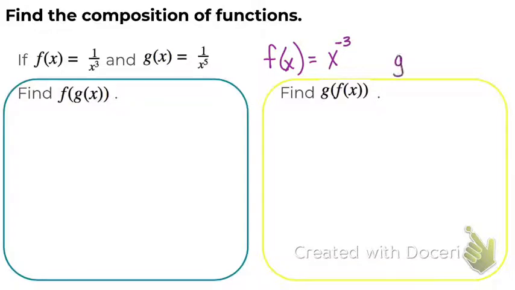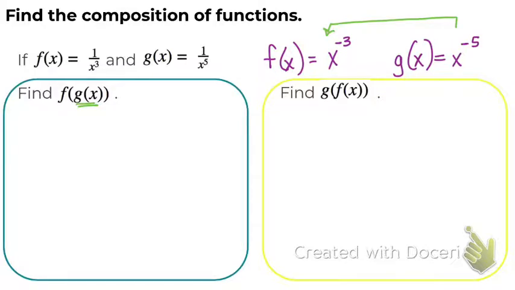And the same for g of x. This is going to be x to the negative fifth power. So let's use those instead. So the first one is asking us to substitute g of x into f of x. So we're going to take g of x and substitute it in to f of x for x.